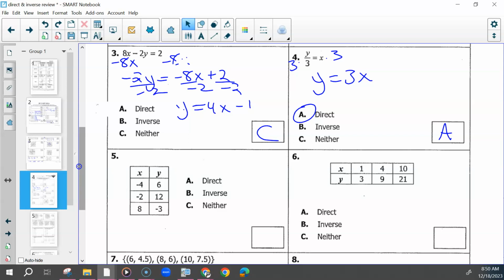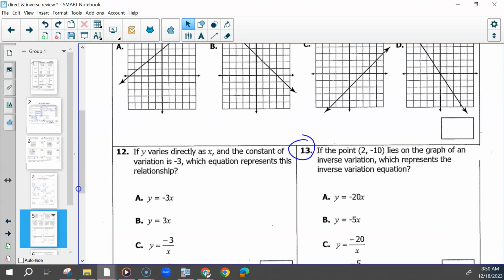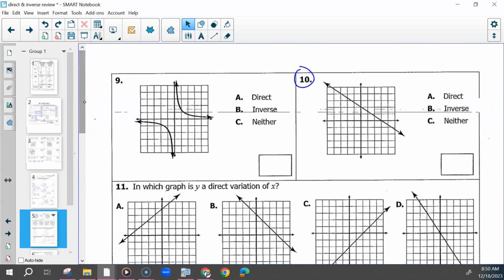On to the next page. Questions on 9 through 15. If we're not saying which numbers that we want to go over, we should not be copying Kyle. Four, ten, and thirteen.